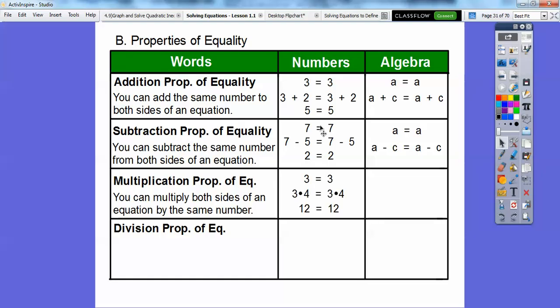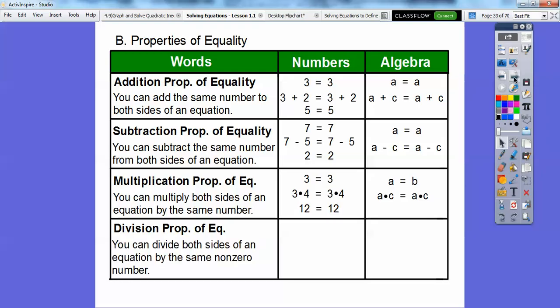The multiplication property just says we can multiply both sides by the same number. So if 3 equals 3, then 3 times 4 also equals 3 times 4, so 12 equals 12. And probably you're going, well, duh. And there's the math of that. And the division property just says we can divide both sides by the same thing. We just can't divide by 0. We'll explain that later, you guys. As long as you're dividing both sides by the same number, then we are safe.